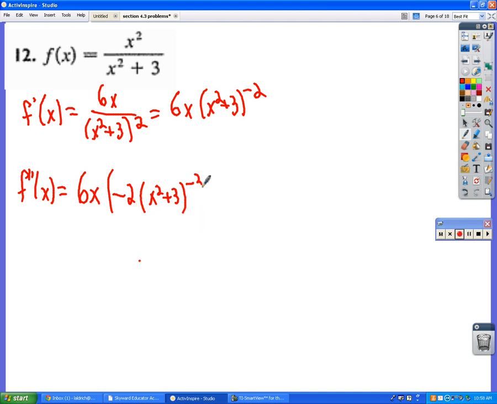-2x to the negative third. Oh yeah, that's exactly what it is, times 2x. Okay? So that was 1b2. That's all. Times that plus... never mind, the second one times the derivative of the first. What's the derivative of the first one?